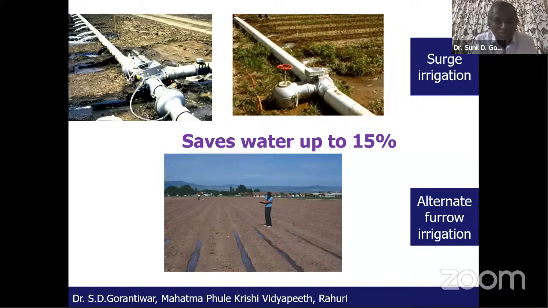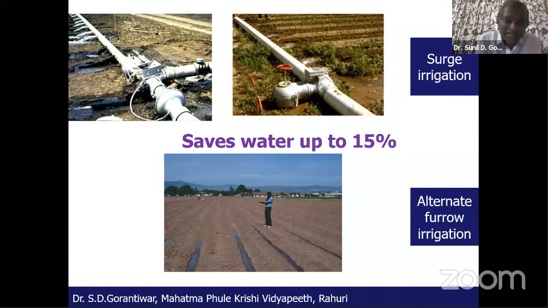Okay, so in this process, what happens? In the first surge, when water is being applied, the soil particles mix with water, and a certain colloidal solution is formed. And when water with the colloidal solution moves ahead, it will block the pores of the soil, and the water movement will be faster.